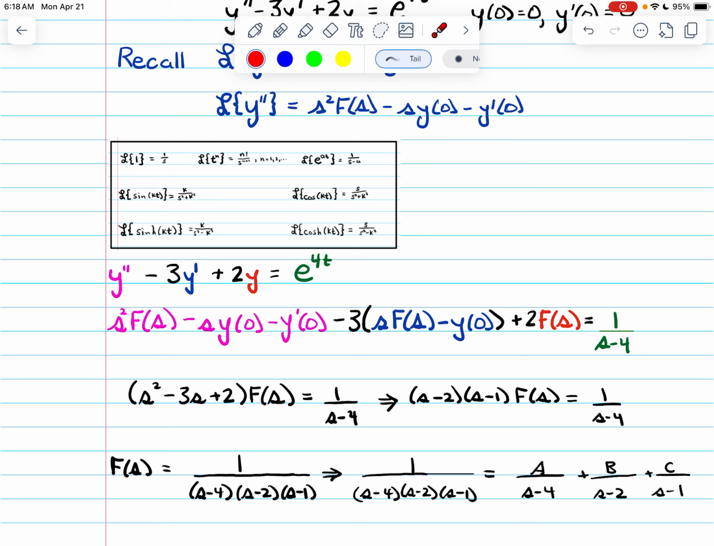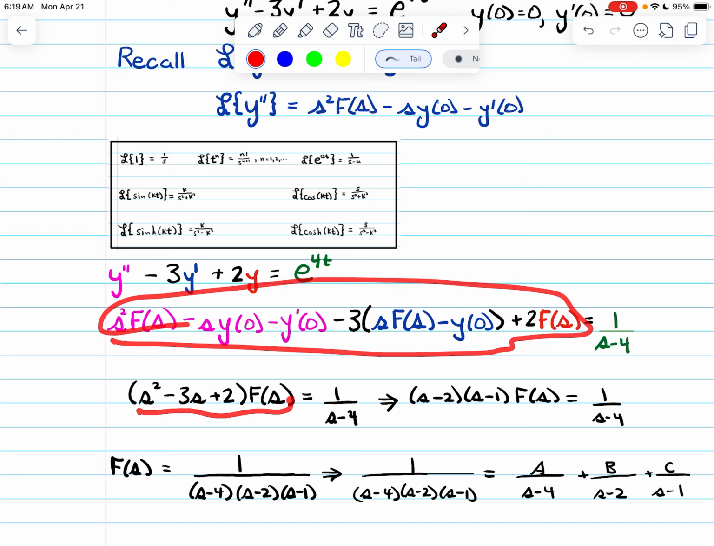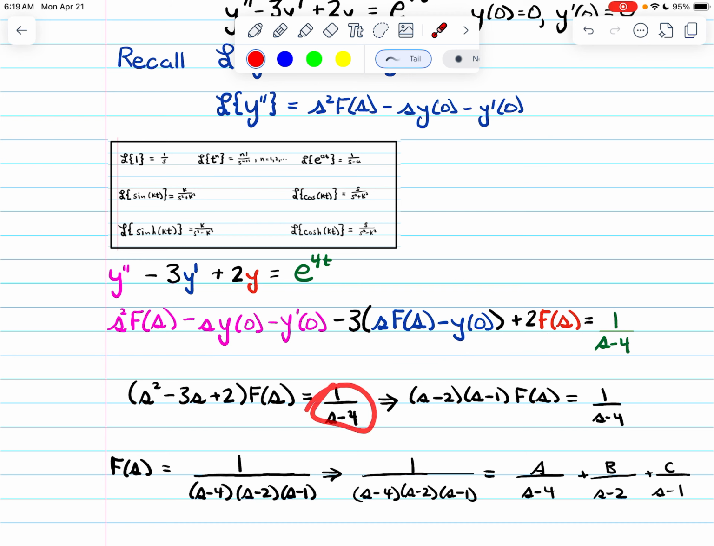And when we clear parentheses and gather like terms, here's what we get. And I factored out the transform of the solution, so F of s. So I put all this together over here, and I get this. And of course, it equals what's on the other side. Now, in this case, I chose this problem because I could factor it. Okay, so I factored this. And I'm going to solve for F of s. Okay, so I divide, and this is what I get.